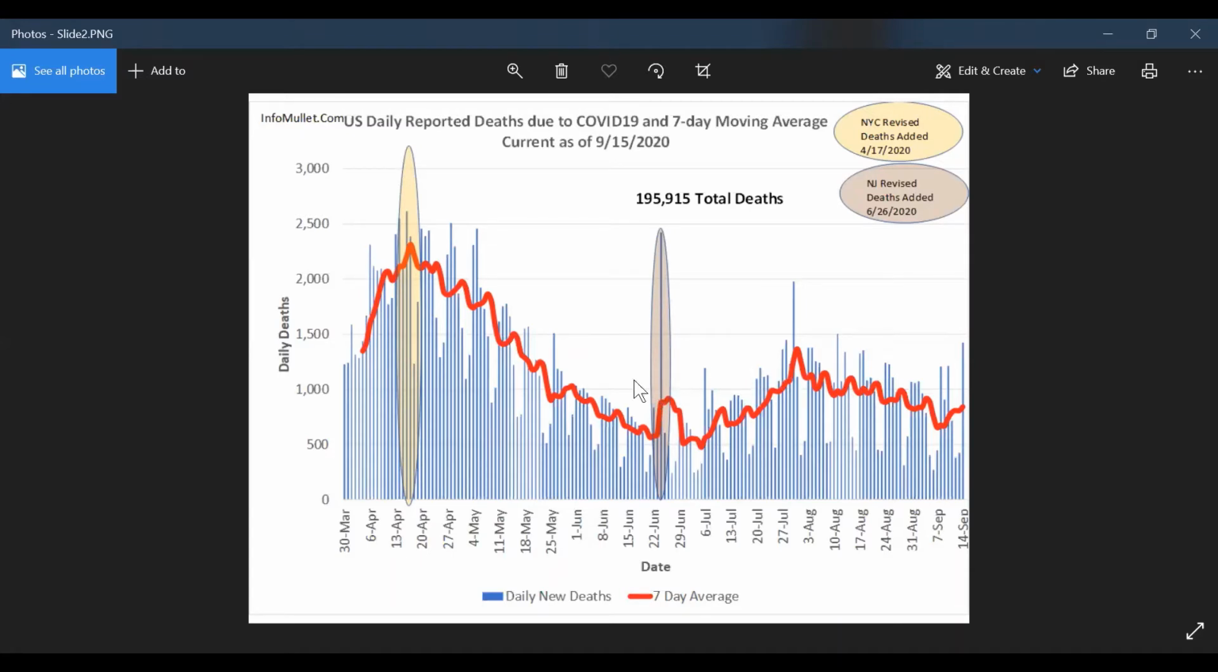We know there's that weekend effect where deaths go down on the weekend because of reporting, and then they pop back up. We have two outliers that are highlighted here. This is when there were significant revisions and a large number of deaths were added that weren't attributed to any day, just dumped in one day.